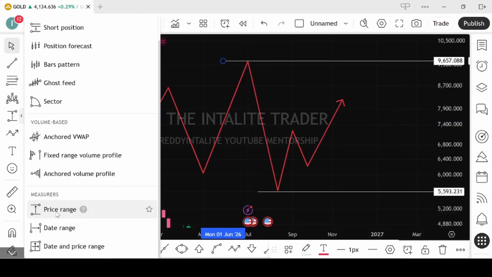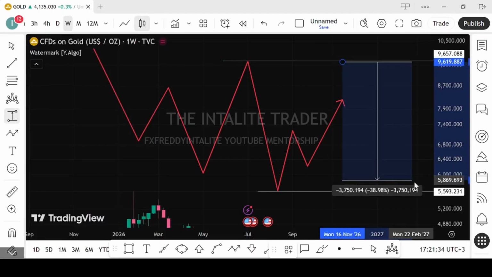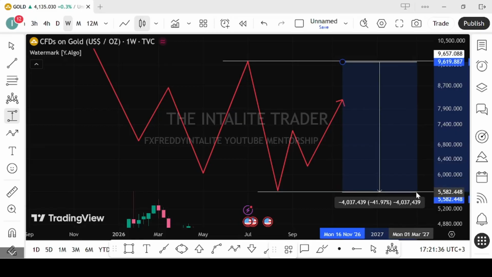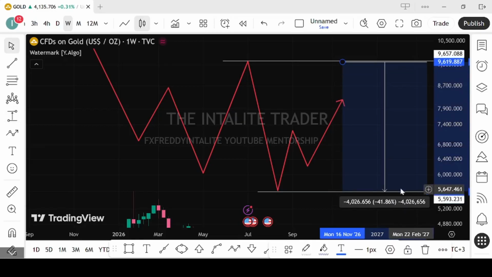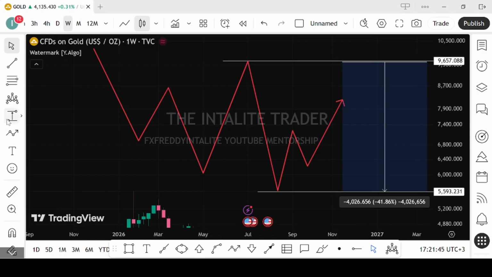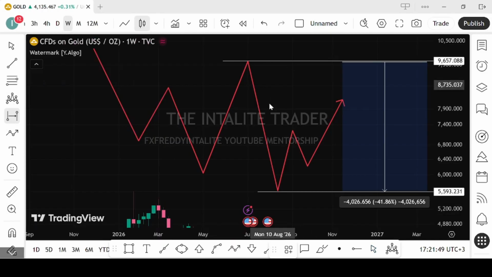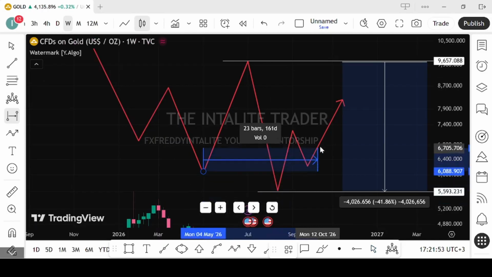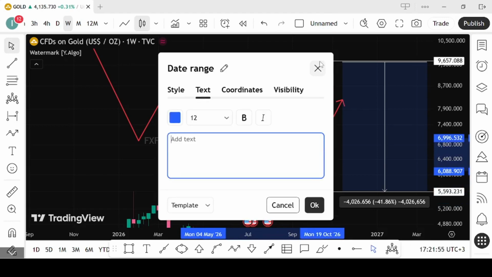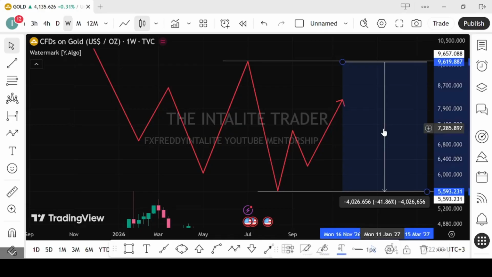Are you seeing this tool? It is called a price range. Are you seeing? Yes. So if you come here, how many pips are these? Price moved from here to here. This is the price range. If you want to get the date range, how long did the price take to move from here to here? This is the date range. So that is a range. I don't mean ranging markets or consolidation.